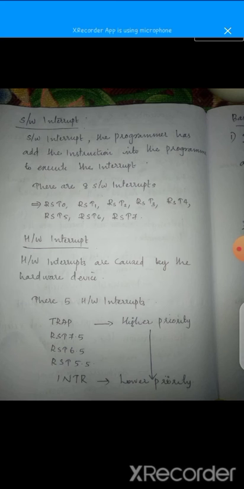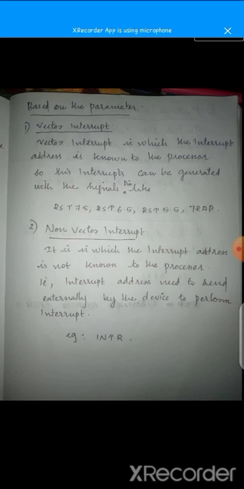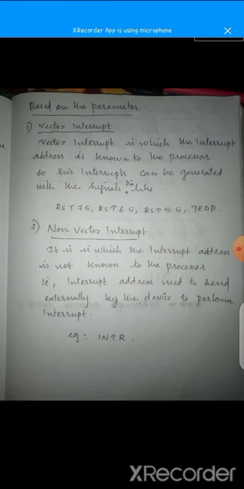Whenever a program is executing, if the TRAP signal is activated, this request is served first. Once the TRAP signal service is over, the process continues with the previous instructions and so on. Next, based on the parameter, the interrupts are classified into 4.